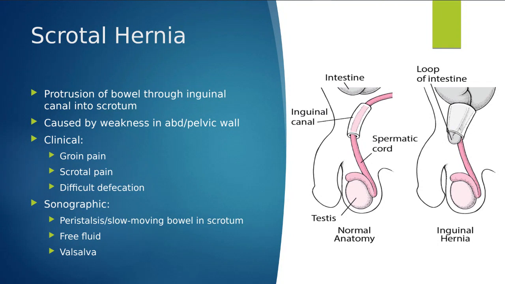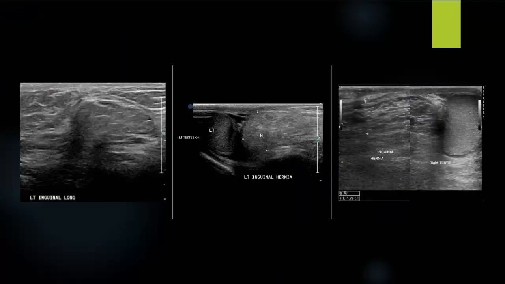We're going to see free fluid, and we also want to make sure that we are doing a Valsalva technique. So again, we're making that patient increase the pressure in their abdomen to see if we can get anything to protrude through that weakness. Here we have 3 great examples of what hernias, and particularly scrotal hernias, are going to look like.